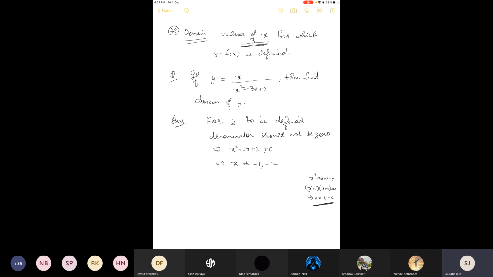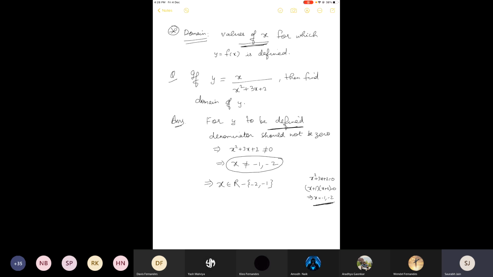But the question is, what is the domain? They are not asking which values x cannot be equal to. The question is, which values it can assume, that you have to tell. So from here, what you have calculated is that it will be defined only when x is not assuming these two values. Rest everywhere it is okay. The answer will be x belongs to all real numbers except these two values. This is the domain of this function.